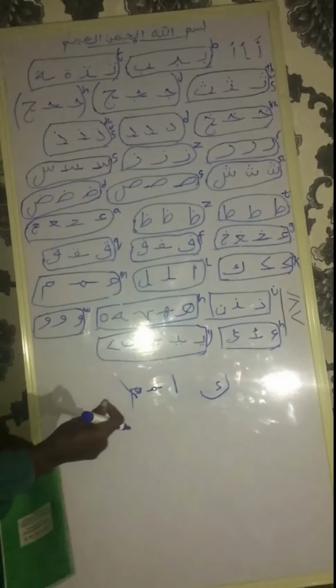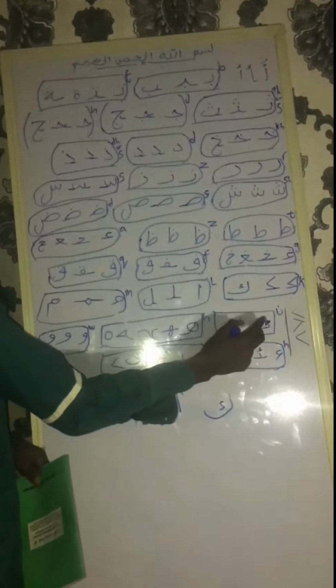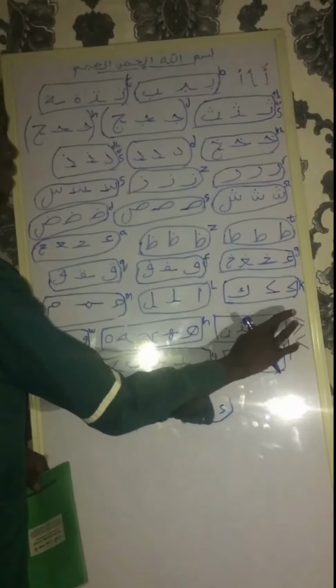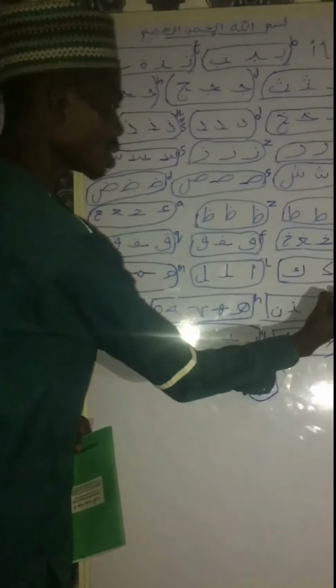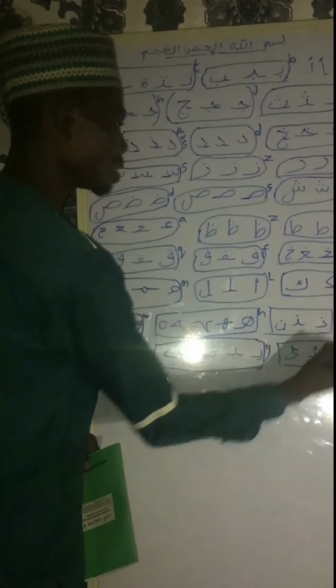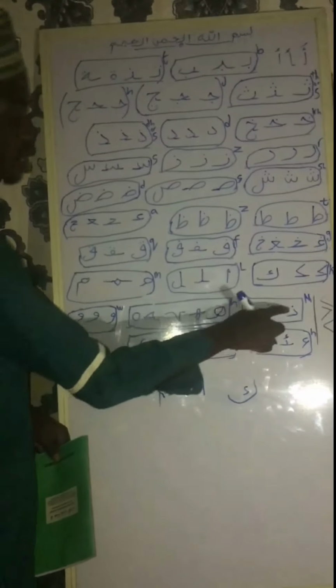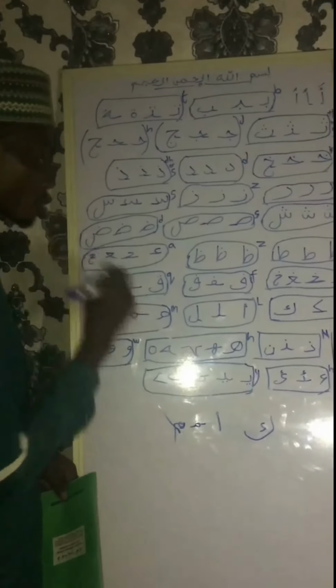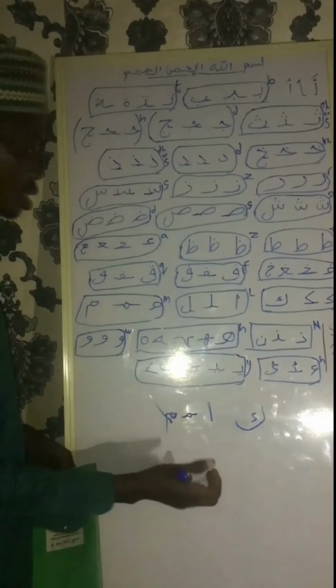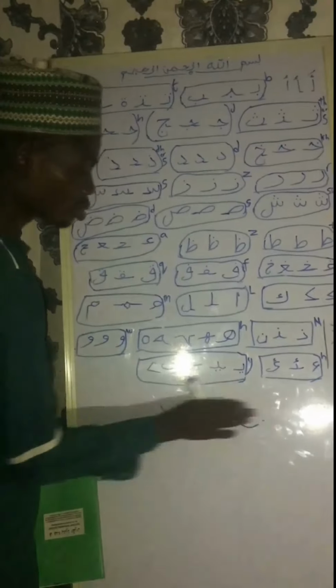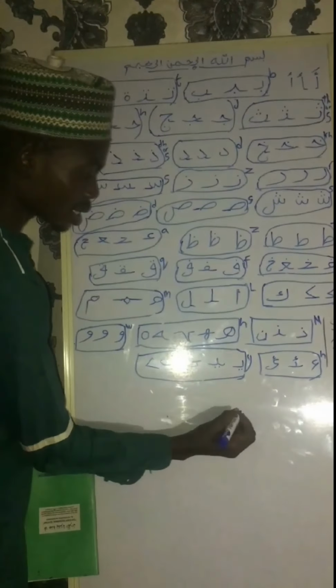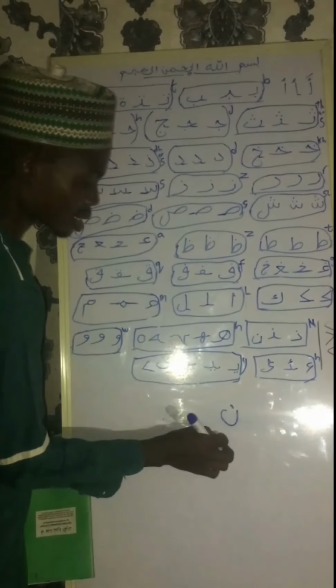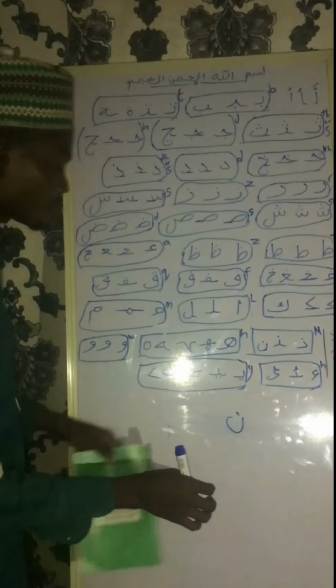So let's go to the letter Nun. This is Nun, and it works as letter N in the English alphabet. In the beginning it's going to look like this, in the middle it's going to look like this, in the end it's going to look like this. Now, there's no magic in this Nun. This is how it looks in the Arabic alphabet. It looks something like this.